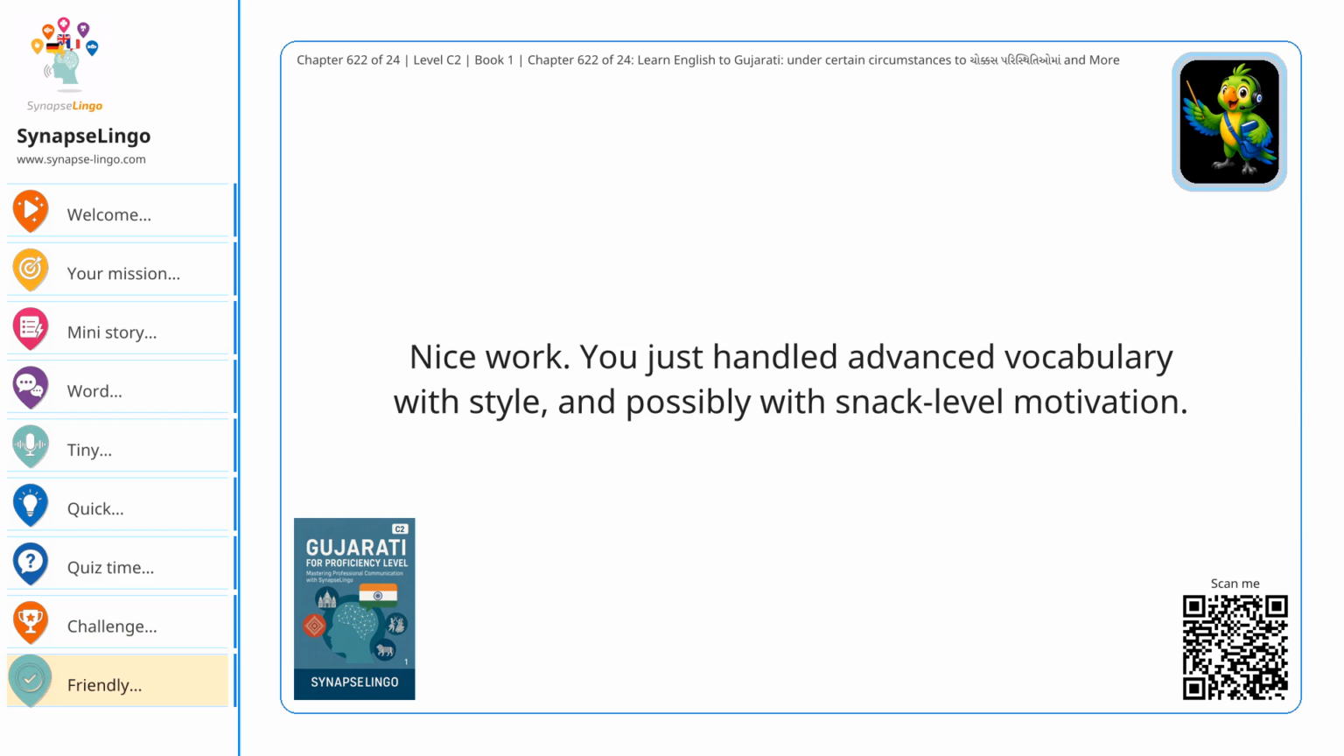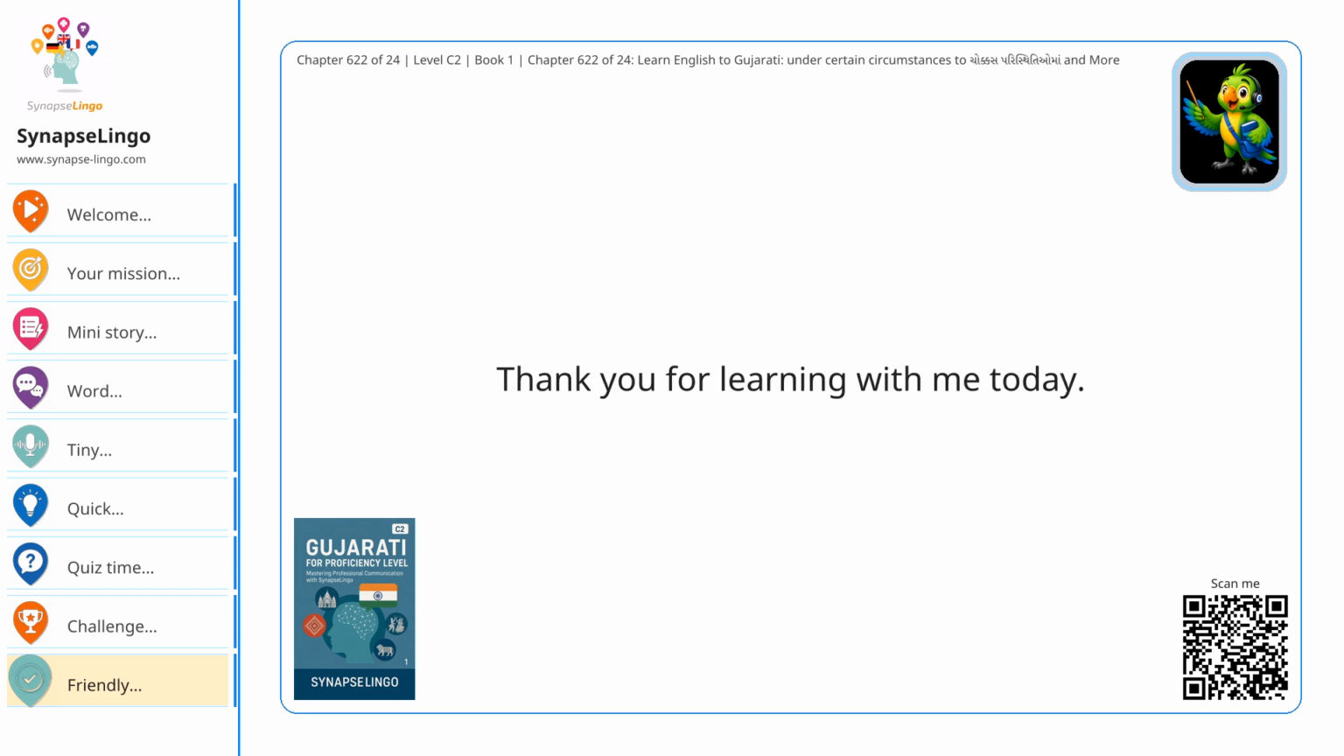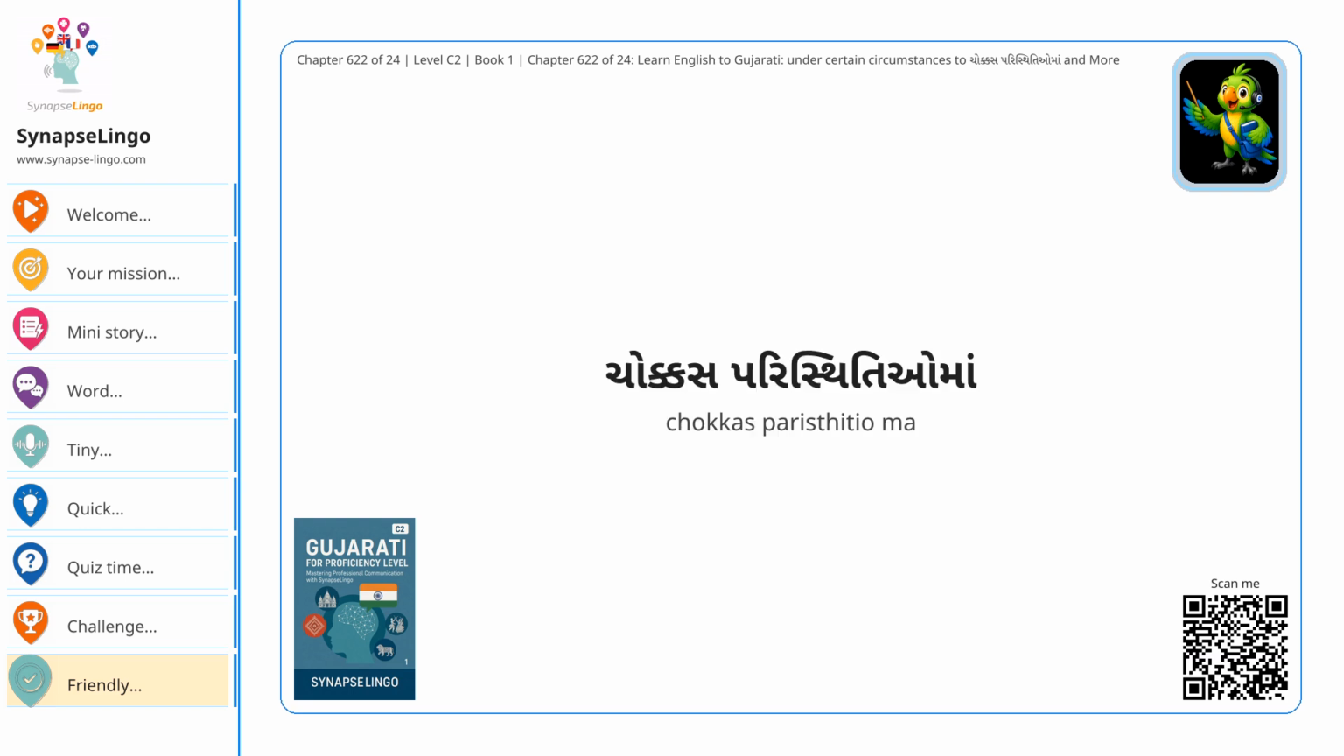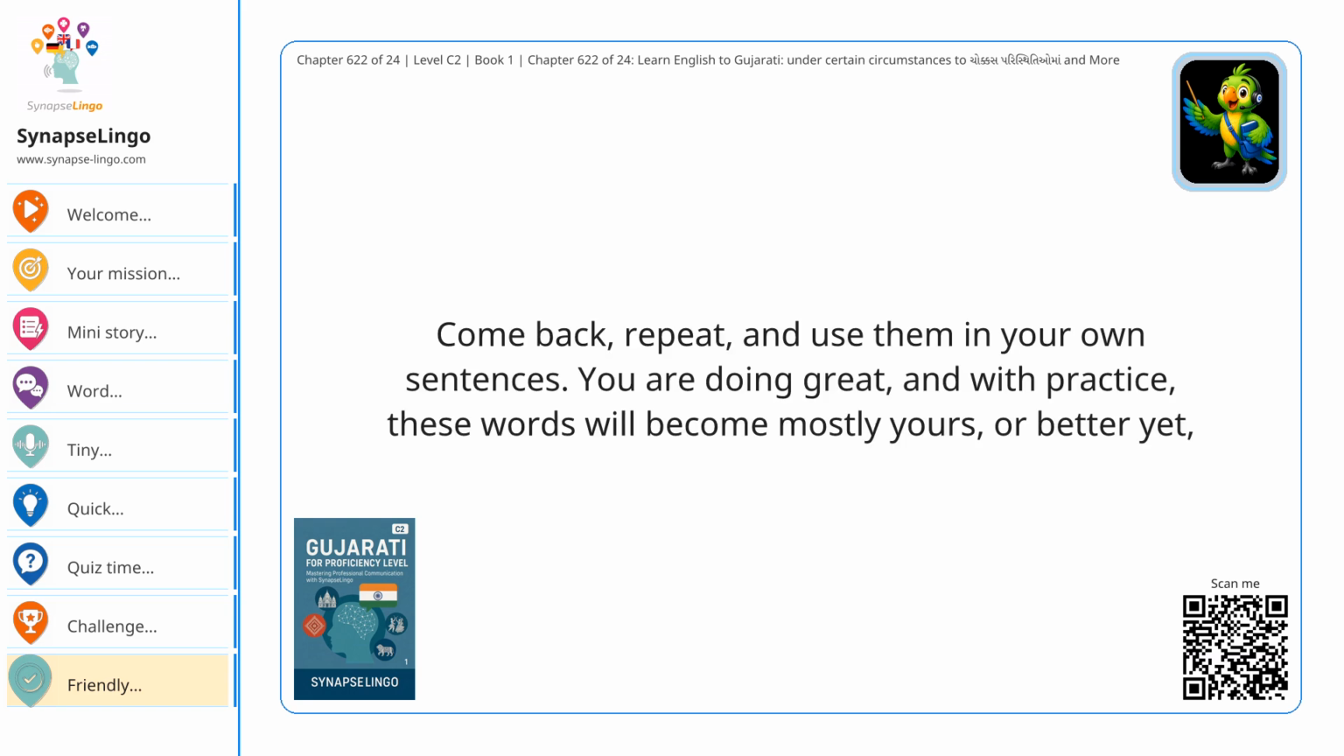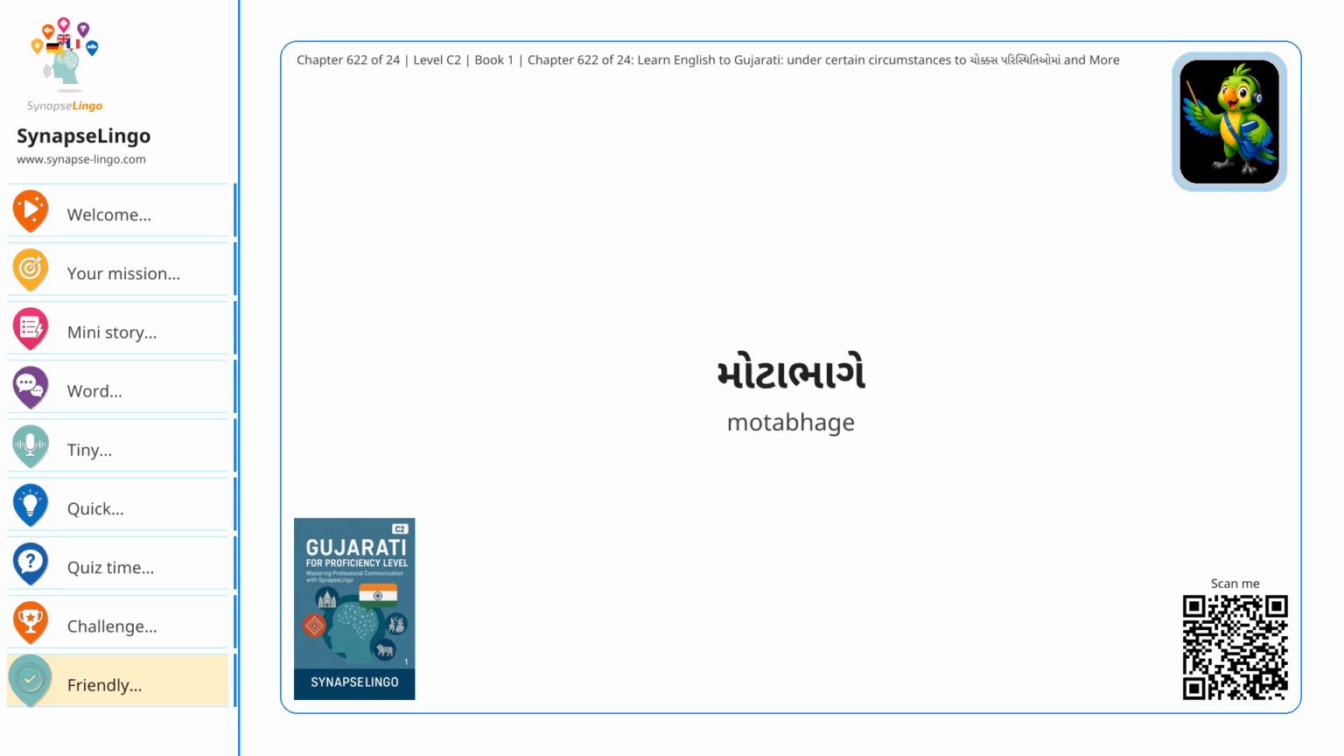Friendly conclusion. Nice work. You just handled advanced vocabulary with style, and possibly with snack-level motivation. Thank you for learning with me today. Practice these phrases again out loud. ચોક્કસ પરિસ્થિતિઓમાં, જરૂર પડે તો, મોટા ભાગે, મોટા ભાગે, આંશિક, ભાગોમાં, ચોક્કસ સમયે થતું, and તાત્વિક રીતે. Come back, repeat, and use them in your own sentences. You are doing great, and with practice, these words will become mostly yours, or better yet, મોટા ભાગે, yours.